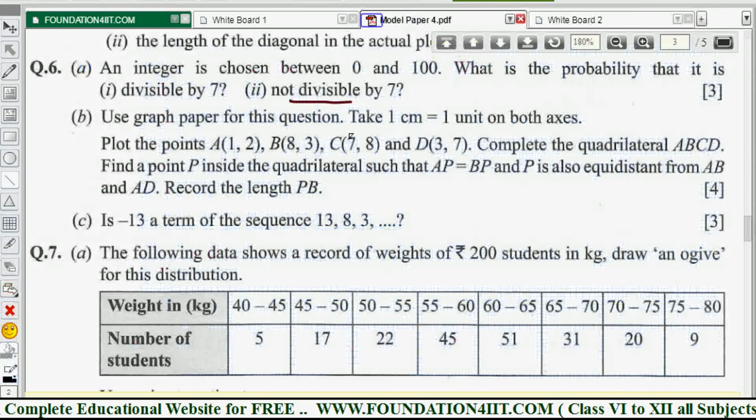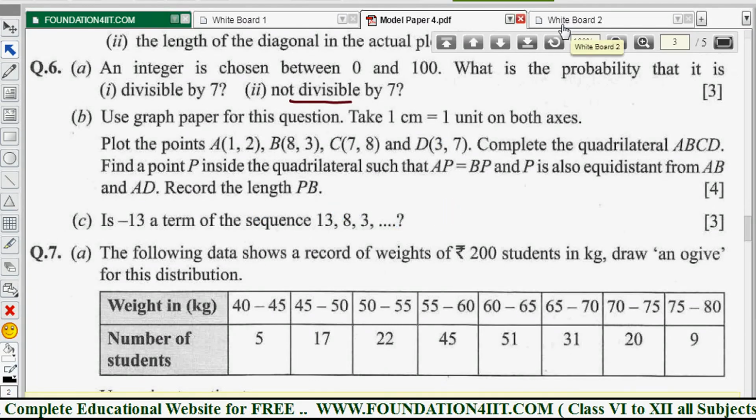Now the question is, find the point P inside the quadrilateral such that AP is equal to BP. So A to P and B to P should be the same distance, and P is also equidistant from AB and AD. So P is equidistant from AB and AD means P must be on the angle bisector of angle BAD.